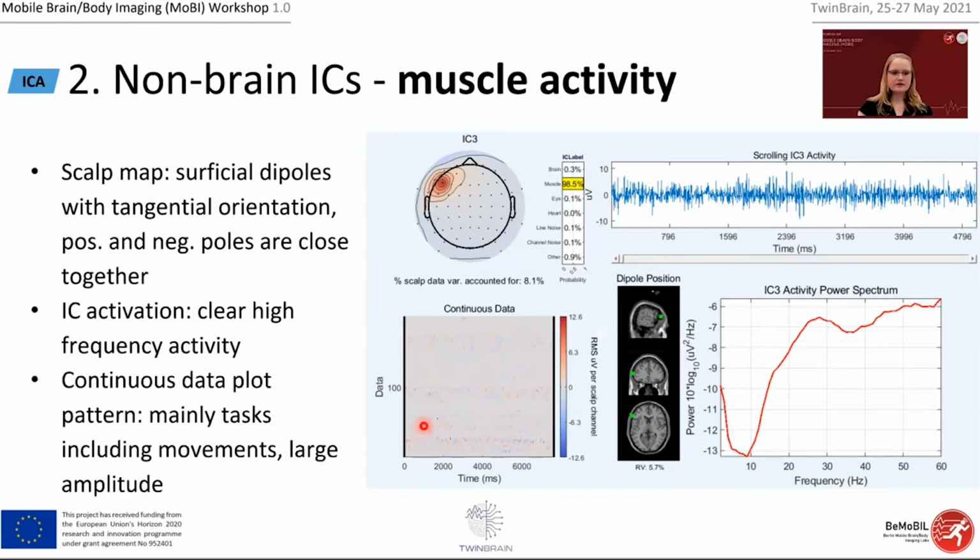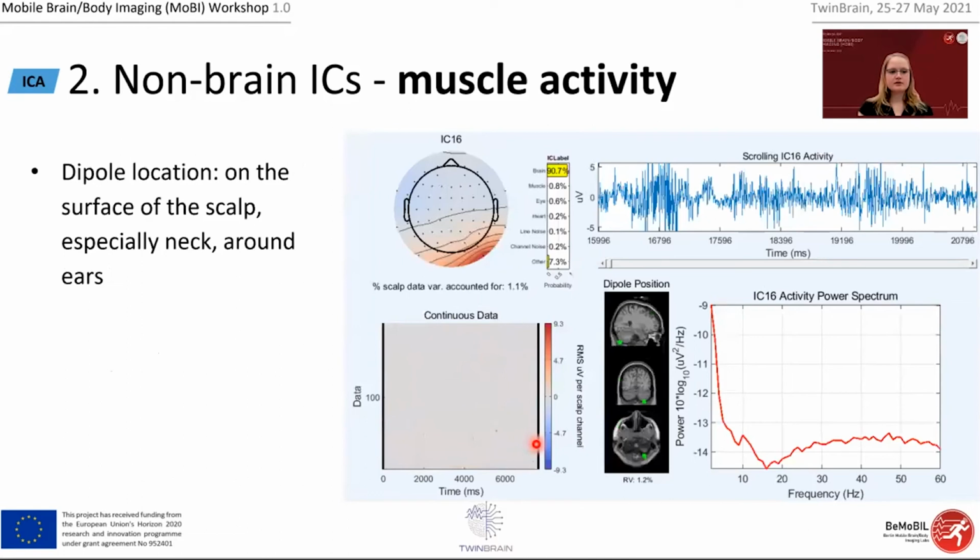And for the continuous data plot, we can also see that maybe there are parts in the task where some muscles are activated more than other parts. Here we can actually also distinguish the MoBI part, where the participants were walking compared to standing, that there were actually more muscle movements.